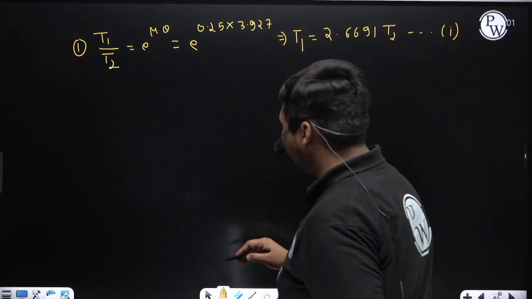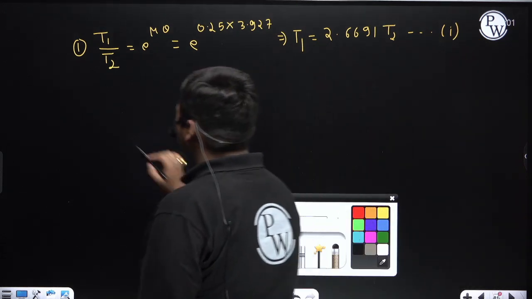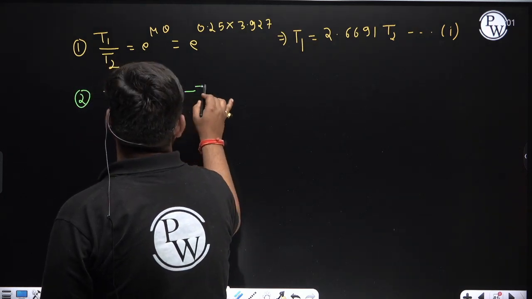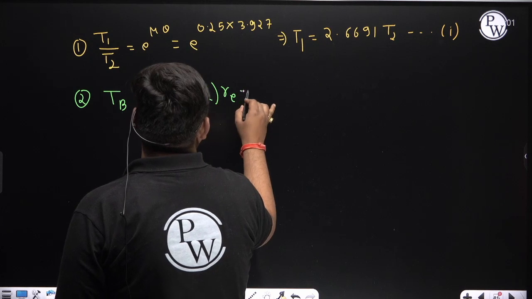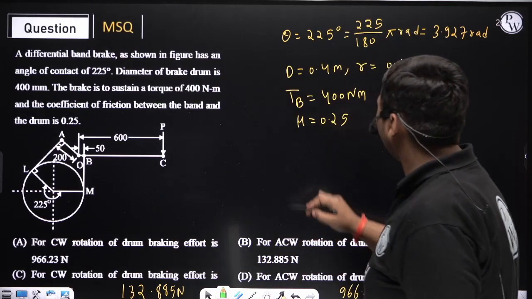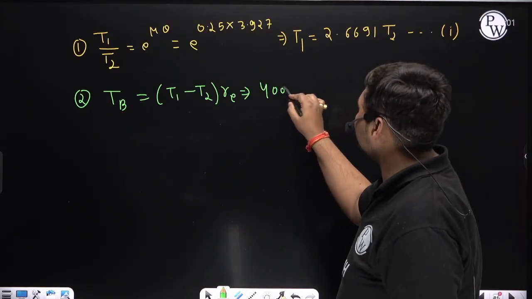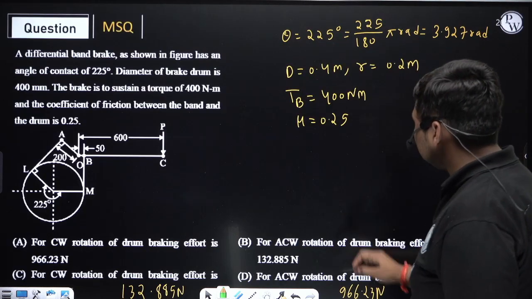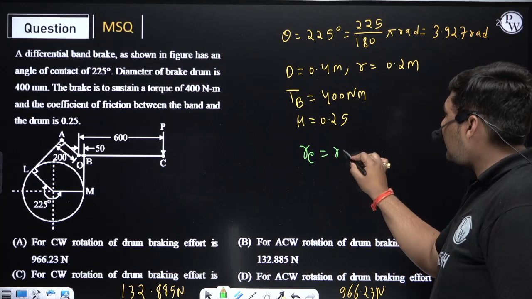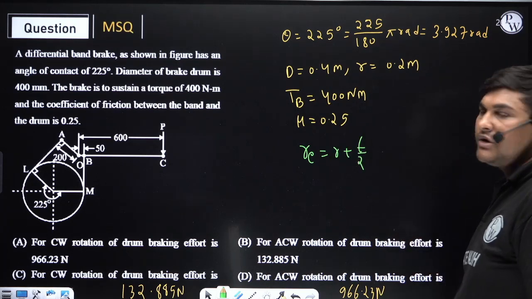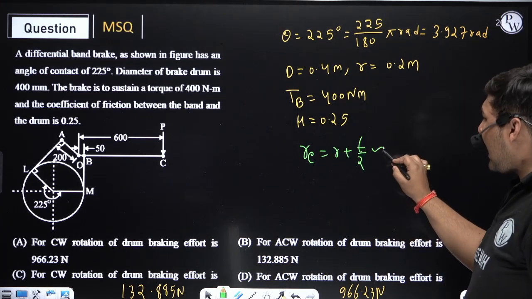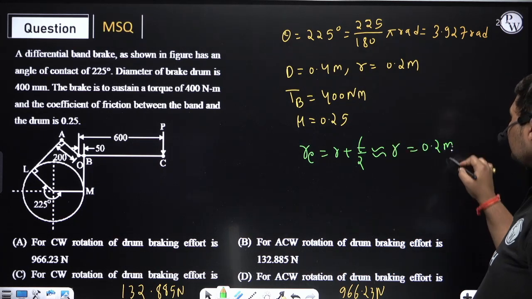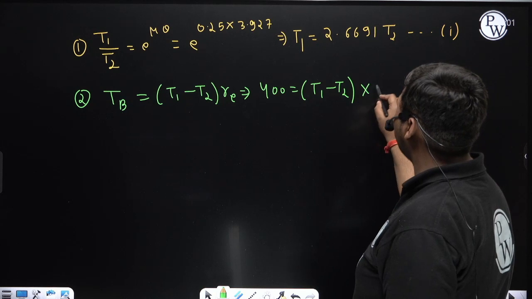Now in the question the braking torque is given. What is the formula for braking torque? It is (T1 minus T2) into Re. Braking torque is given as 400 Newton meter. I am using SI units. Now Re is R plus t by 2, but the thickness of the band is not given, so we will take Re nearly equal to R, and R is given, it is 0.2 meter. So Re is equal to 0.2.